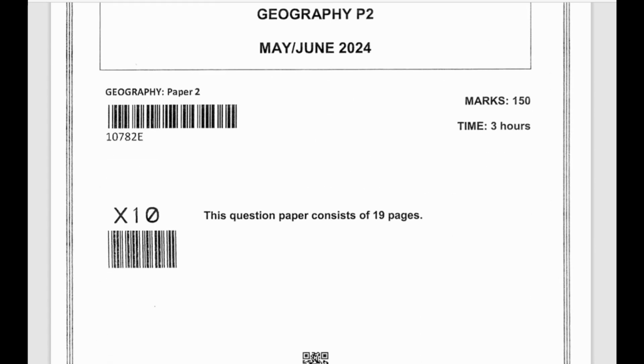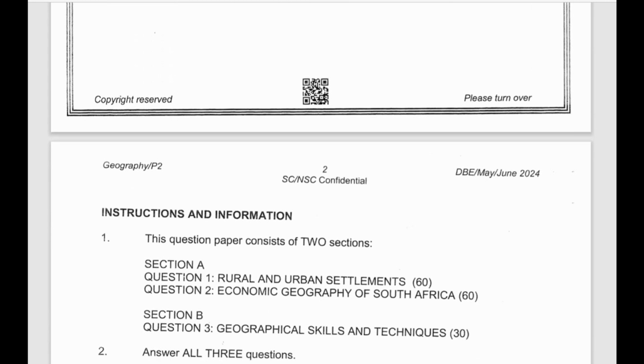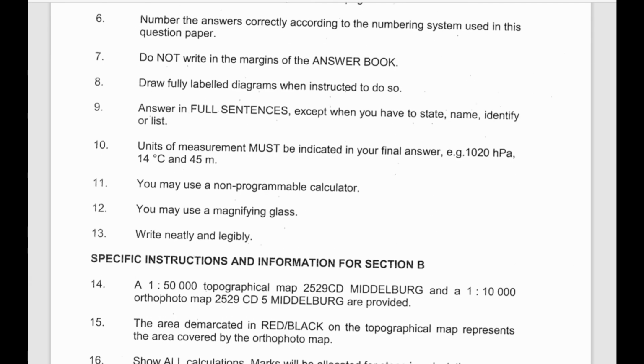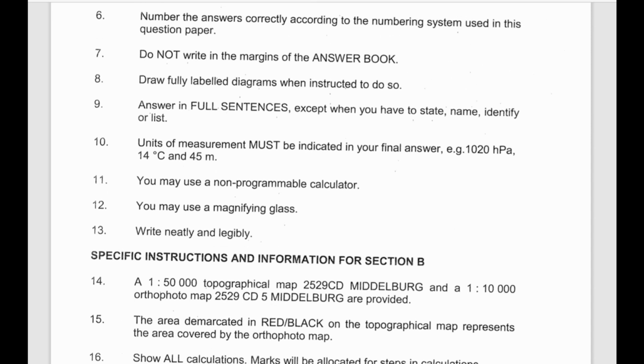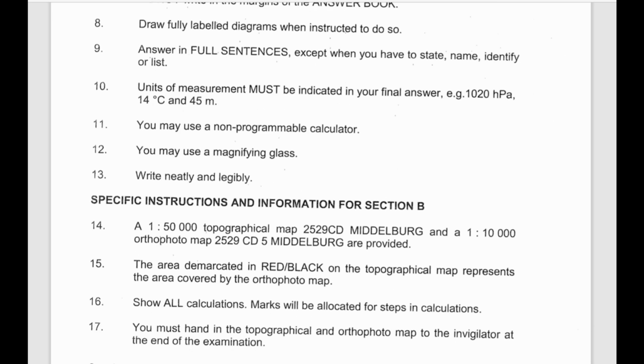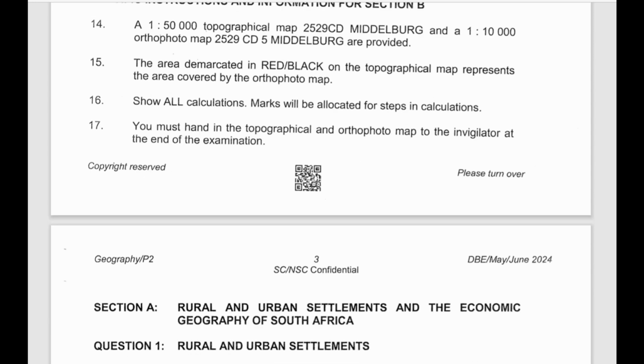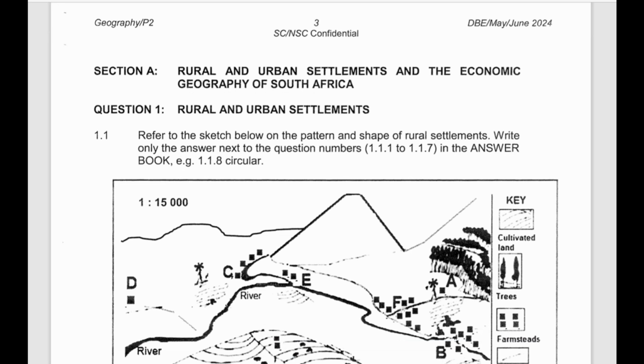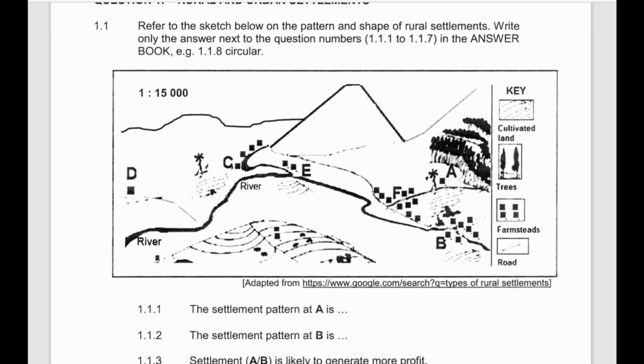Right, we are going to look at the two sections that make up the theory part of our paper, which is question number 1 and question number 2. First, the rural and urban settlements is the first question, and the economic geography of South Africa is the second. As usual, the structure of our final paper is 60 marks for each of the 2 theory questions. Then we have geographical skills and mapwork, which constitutes 30 marks, to make a total of 150.